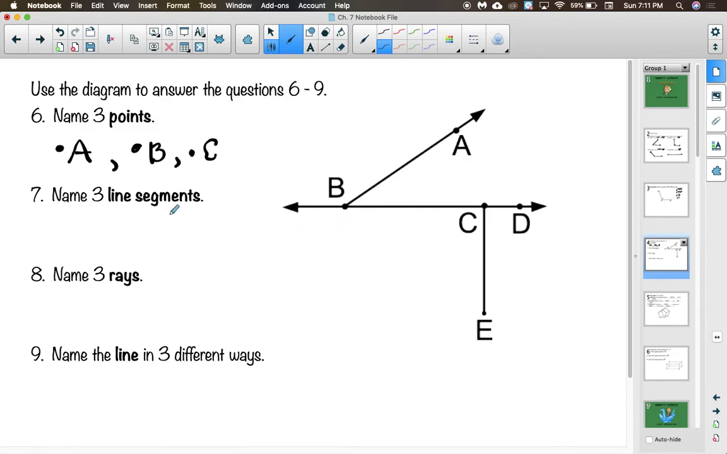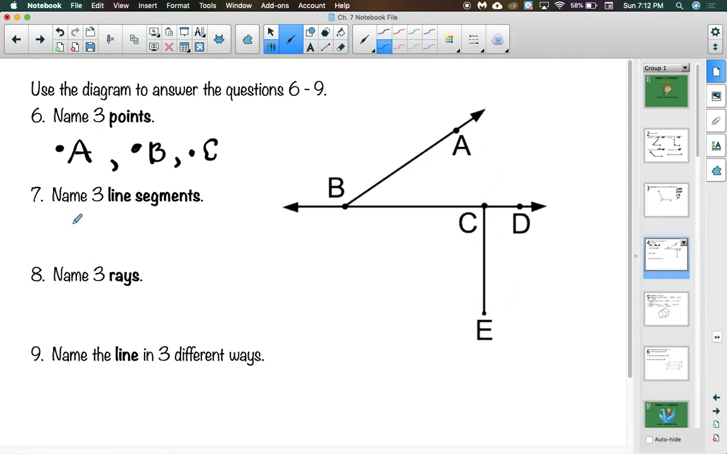Now, a line segment. Remember, that is a piece of a line. It has a starting point and an ending point. So the first line segment that jumps out to me is this one right here, line segment CE. It doesn't have any arrow going off beyond here. Doesn't have an arrow here. Okay, we're just talking about the segment itself. Pardon me. Let's fix that up. There we go. So we're just talking about this starting and stopping point and everything in between.